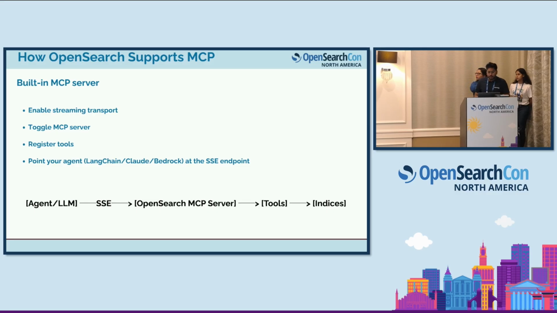That can be pointing to your agent. Maybe you want to use Bedrock, or Claude, or any other SSE endpoints that you want to have. Then with the built-in MCP server, that's how your architecture would look. You will have your agent talking to the OpenSearch MCP server, and at the same time it's going through tools and checking all of your indices and whatever data you have passed. Accordingly, it will take those further and give you the correct outcomes.